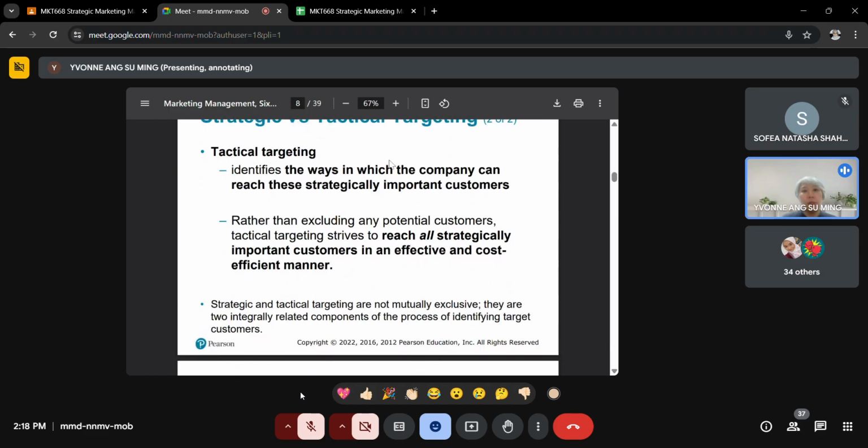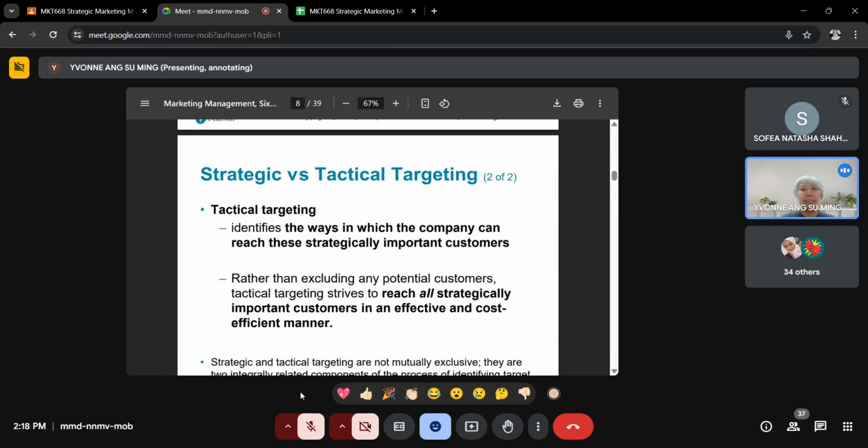And then we go on to the next target, which is tactical targeting. Okay, so what is the difference between strategic and tactical? So untuk tactical punya targeting, dia adalah, or they are looking at identifying ways in which the company can reach these strategically important customers. So yang ni dia punya fokus ialah bagaimana kita nak capai segmen-segmen customer yang tadi kita dah pilih yang strategic kepada business kami.